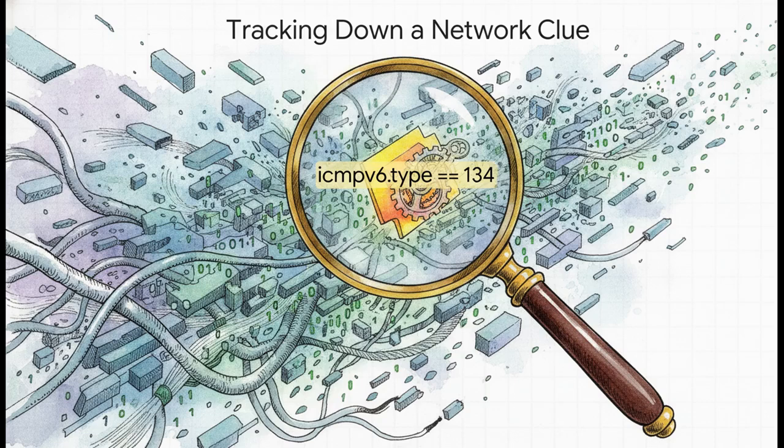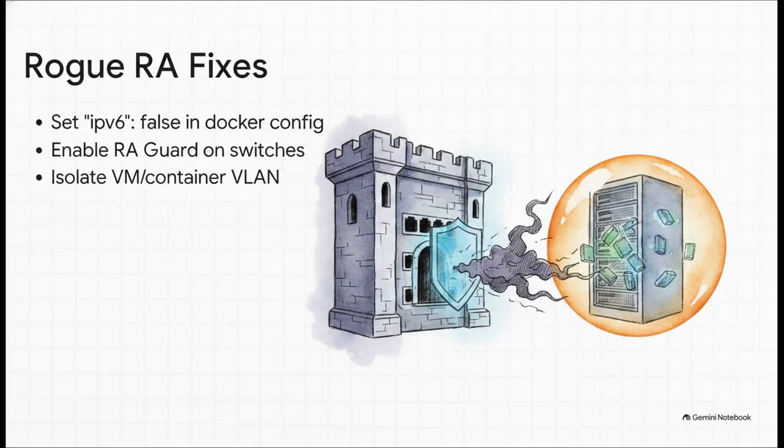To track down the rogue device, boot up Wireshark and use the filter icmpv6.type==134. This is your ultimate detective clue to find the source MAC address and physically trace it back to the offending host. Once you find it, you've got to lock down your network. If it's a rogue Docker instance, just add "ipv6": false to your docker/daemon.json file for the bridge network.